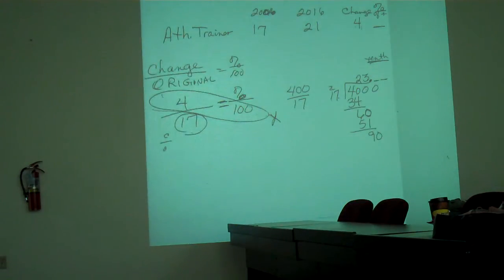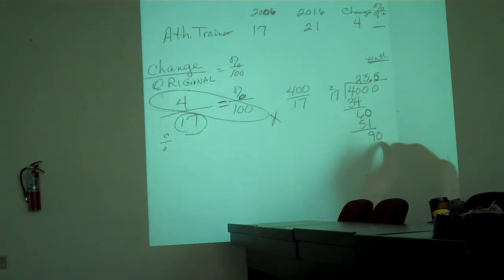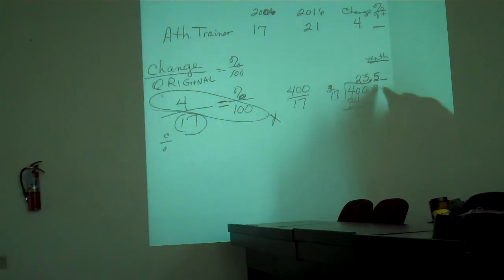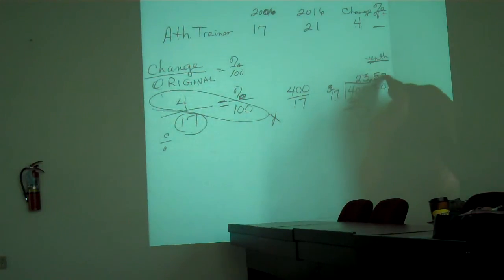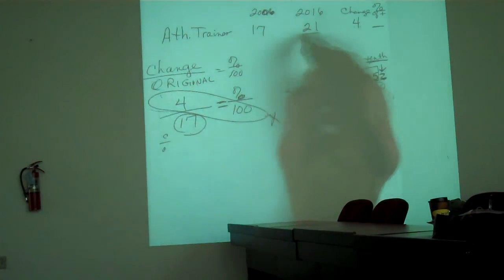17 into 90. 5. 5 times 7 is 35. 5, 6, 7, 8. Bring our next zero down. 17 into 50. 3 is a little bit too much. So 2. We don't even need to finish doing this. We know this is a 2. So because of this being a 2, it won't go up, so it's going to round to 23.5%. That's your percent of increase. It increased.